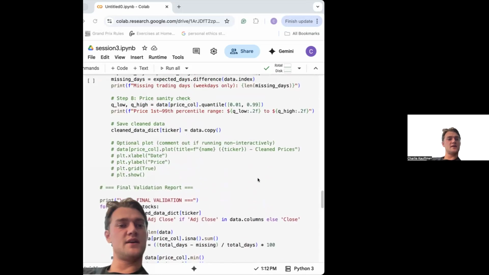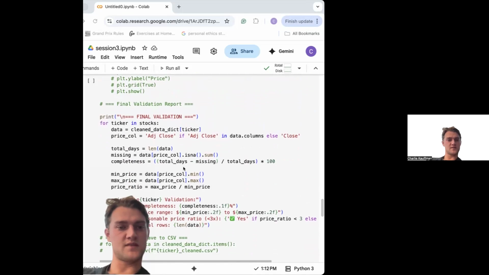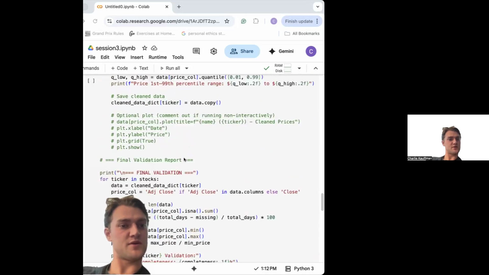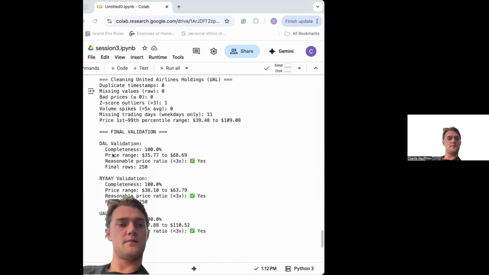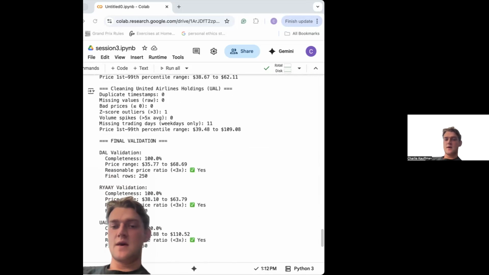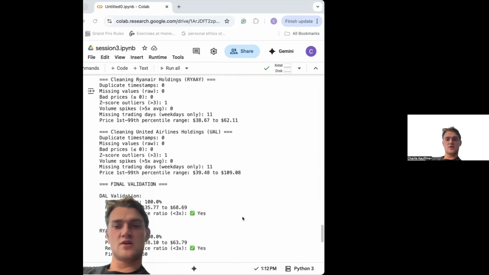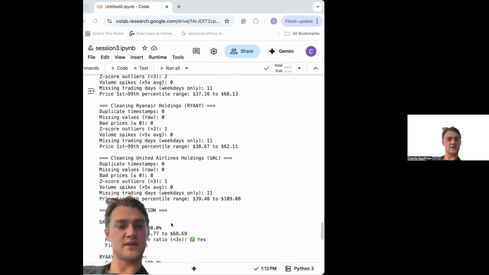Okay, and then the validation here is similar to up top where I just downloaded it and it does the same thing, but it uses the adjusted numbers from above. And they all check out, which is good to see. Completeness 100%, price range, which is reasonable, and then they all equal 250, which is perfect. Same number of days. And then you can see here that the raw prices have the ranges.